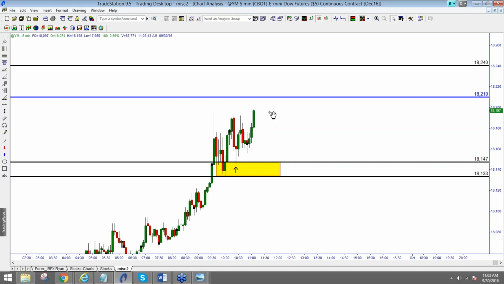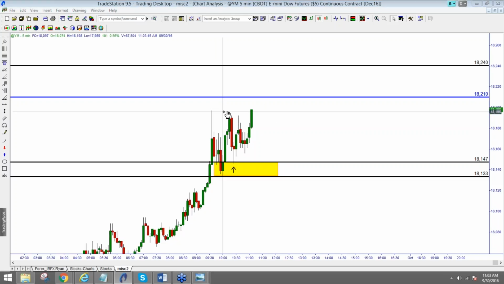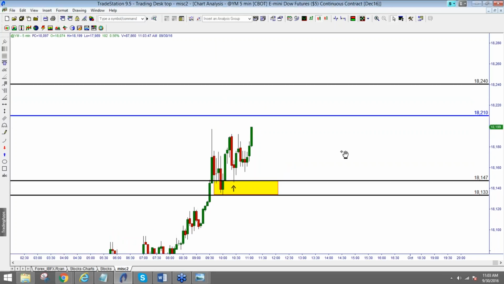And, oh, here we go. Starting to move. Got above it? Yeah, it's going to hit that blue line, I think.